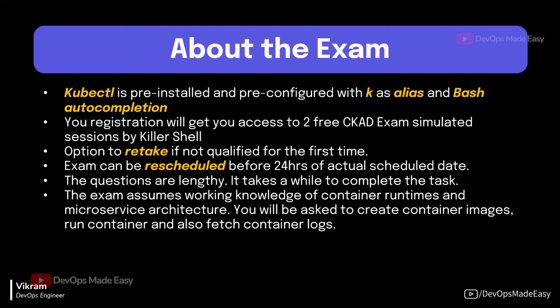kubectl is pre-configured and pre-installed, so you don't have to set any alias for Kubernetes. The alias k equal to kubectl is already set. And bash completion is also enabled by default.